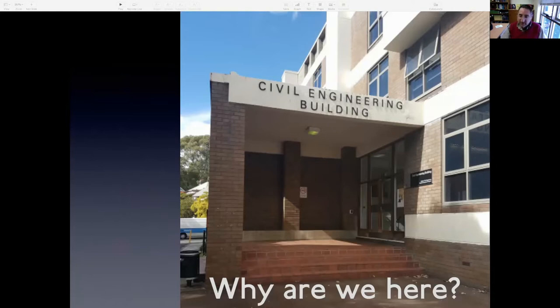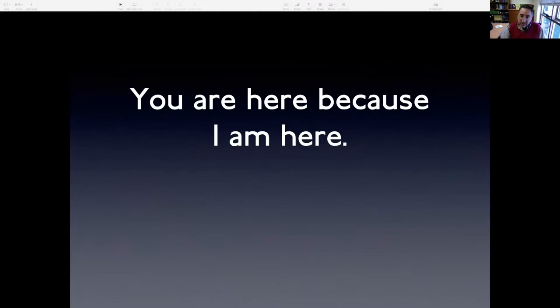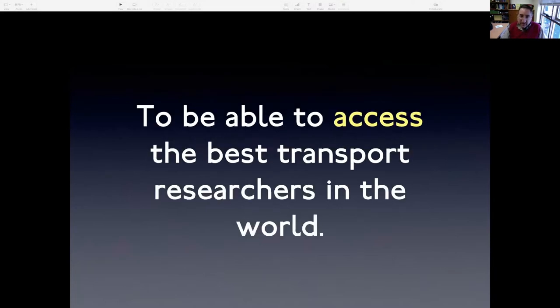Of course, you're not really in the civil engineering building physically, but you're virtually in the civil engineering building. And the answer is, I am here because you are here, and you are here because I am here. And why at the University of Sydney? To be able to access the best transport researchers in the world.